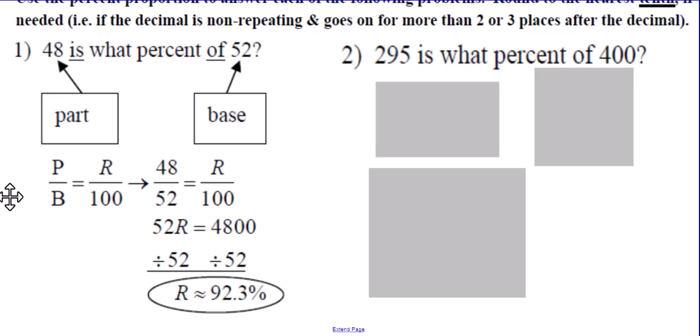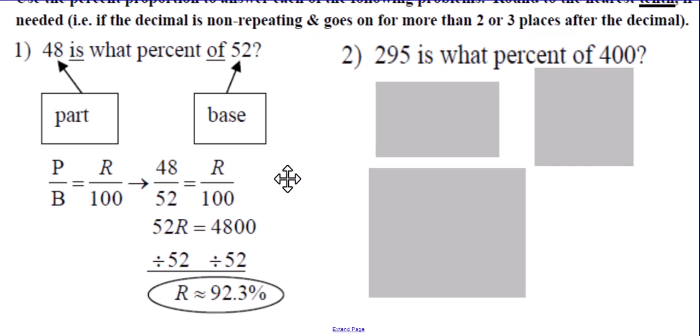All right, let's go ahead and start with number 1. Number 1 says, 48 is what percent of 52? Now we are not given the percent here at all, and you'll notice that I'll actually list P, B, R out and identify which one is my unknown with a question mark and identify the other 2 that are known to us. But in this case, our percent is our unknown, so you can see that I left the R as an R. If you prefer to change it to a variable like X, you are welcome to do that.